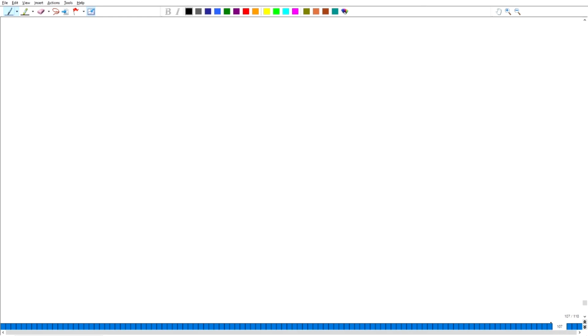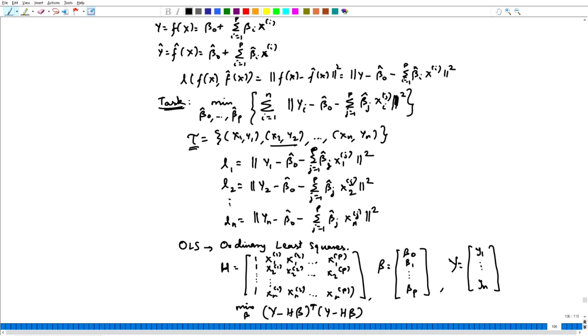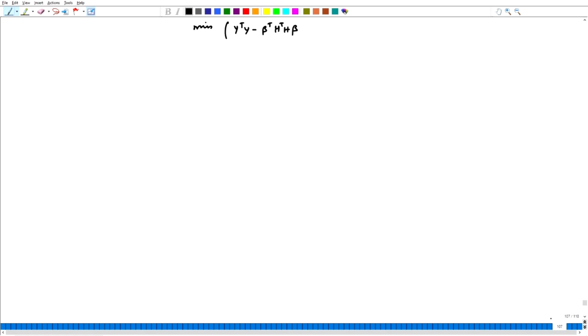Simplifying this further, you will have to minimize y transpose y minus 2 y transpose H beta plus beta transpose H transpose H beta, with respect to beta.